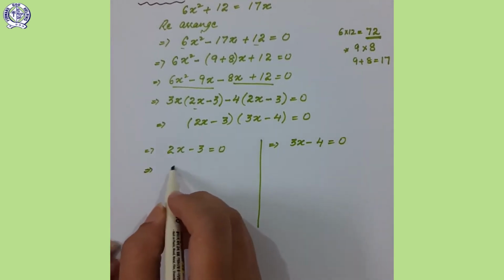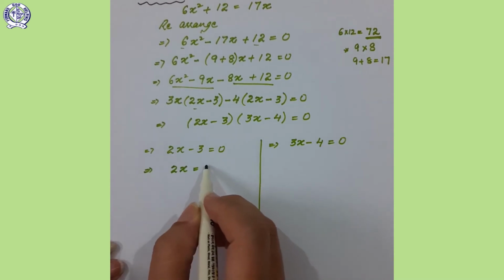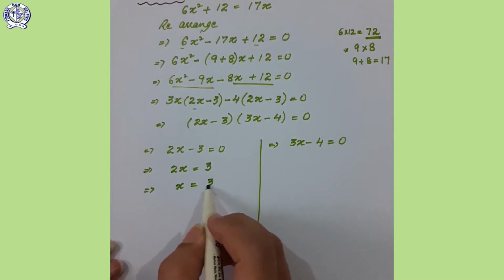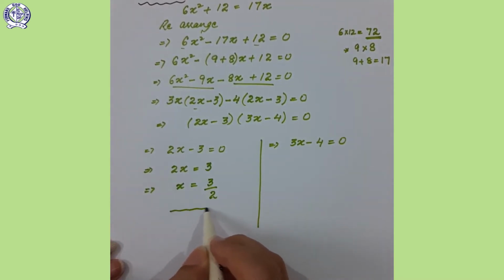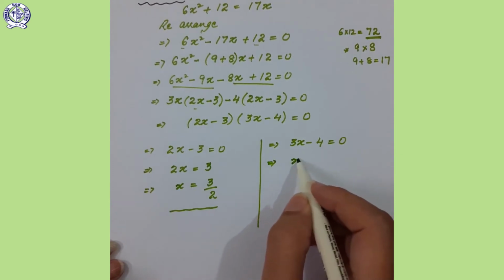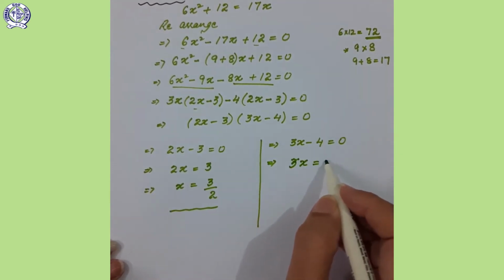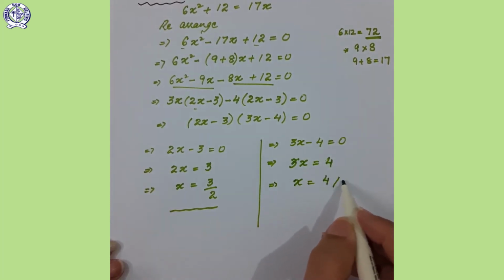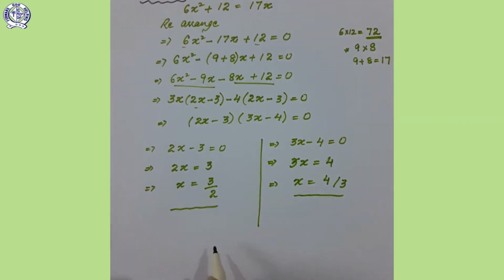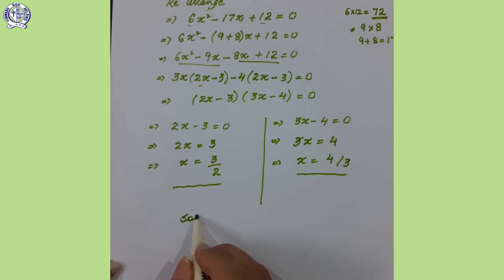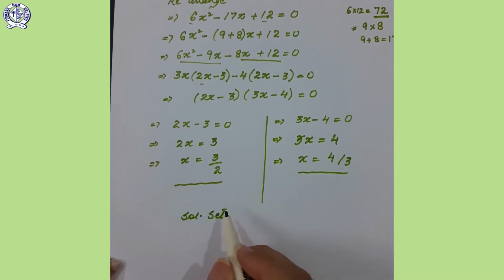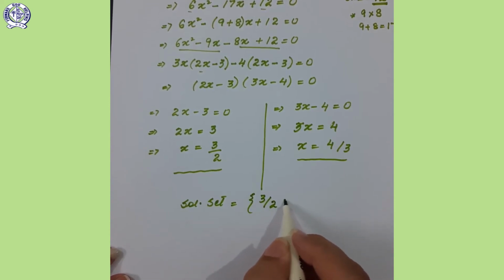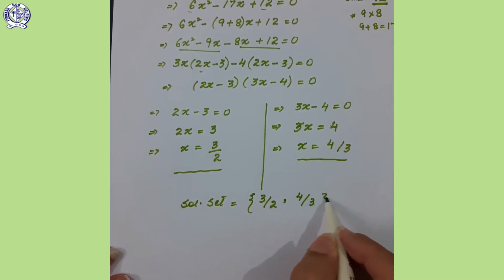Okay, so 2x equals, shift 3 that side, 0 plus 3 is 3, 2 is multiplying that side, you'll divide, so x equals 3 by 2. This is the one value. 3x equals 0 plus 4 is 4, and 3 will go that side, so 4 divided by 3. This is the next value. Now you have to write the solution set. So write the small value first, 3 by 2, and then 4 by 3. So this is the answer.